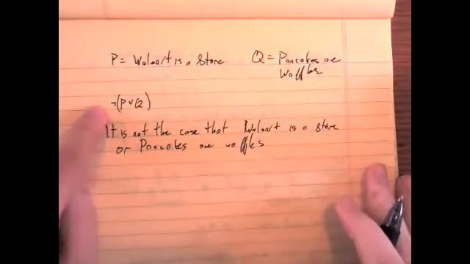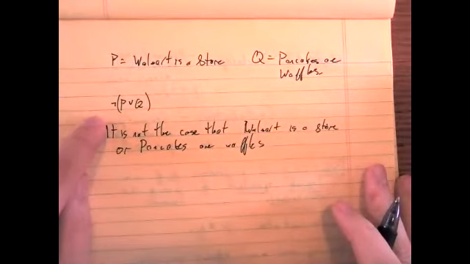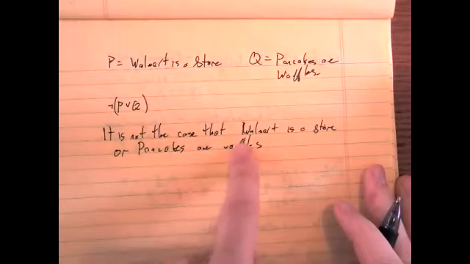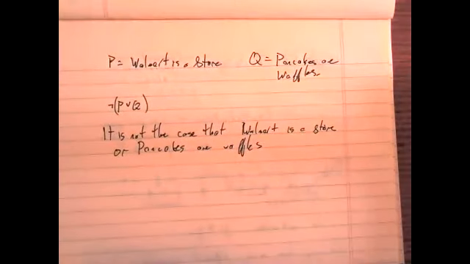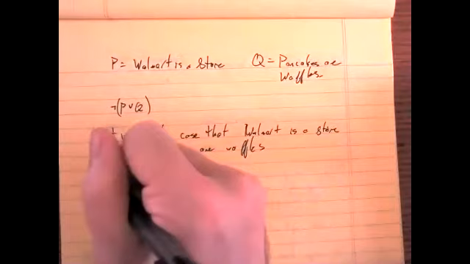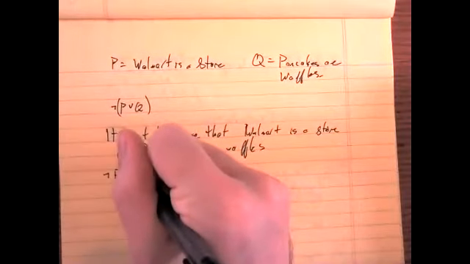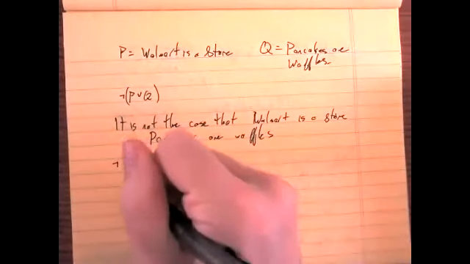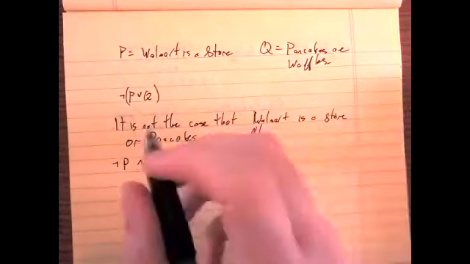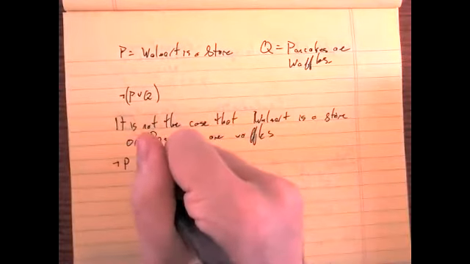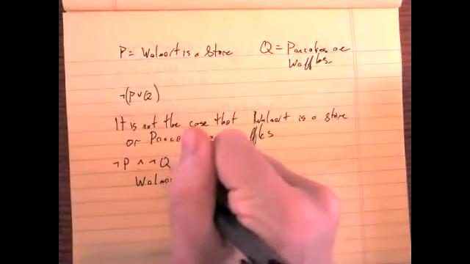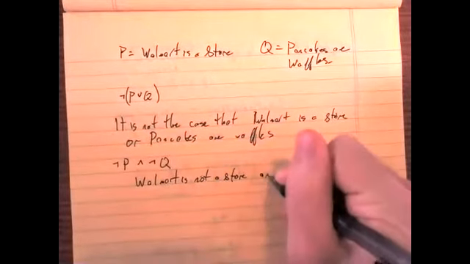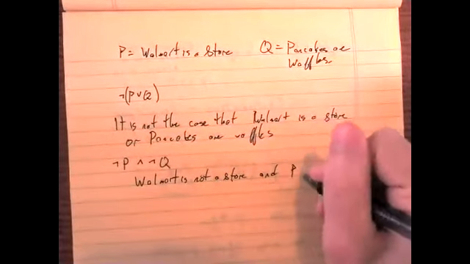Right? We agree that this is the kind of rote or routine way to negate a proposition. It is not the case that Walmart is a store or pancakes are waffles. And then let's also write down not P and not Q. Well, here I'll use not. So Walmart is not a store and pancakes are not waffles.